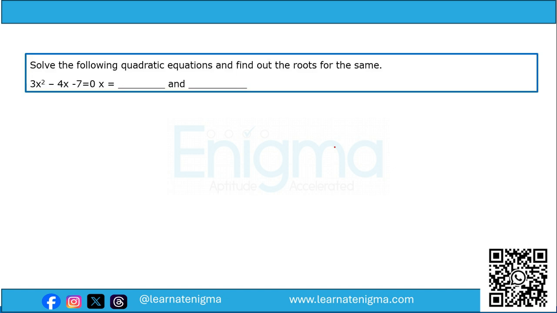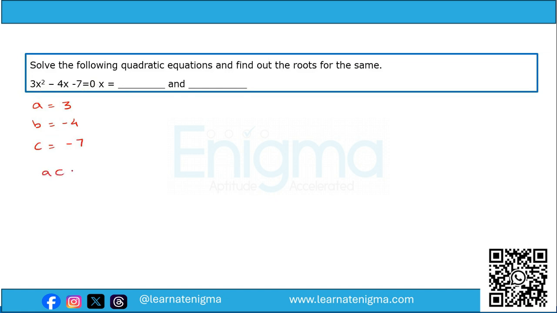Solve the following quadratic equation and find out the roots for the same. 3x² − 4x − 7 = 0. So comparing this with the general form of quadratic equations, we get a = 3, b = −4, and c = −7.